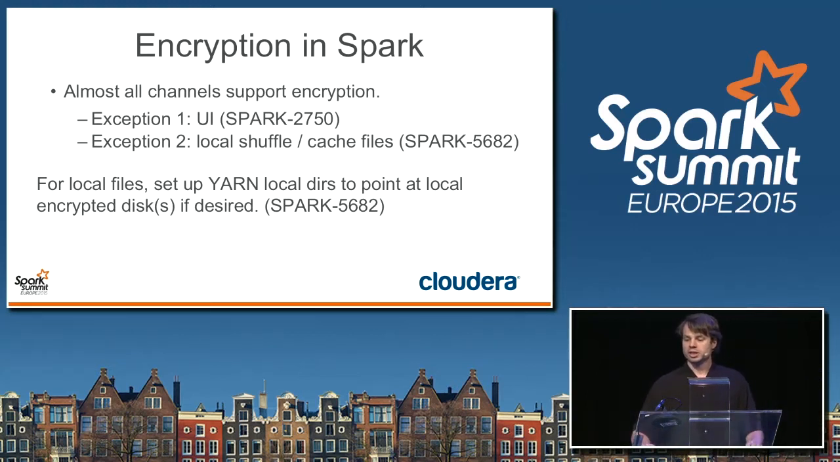So encryption in Spark is supported in almost all channels. The first exception is currently the UI, and the second one is for local shuffle files. For the local shuffle files, you have an easy workaround, which is to set up local encrypted disks. But for the UI, currently, there's no workaround. There's some work to enable SSL for the UI, but it's not finished yet.